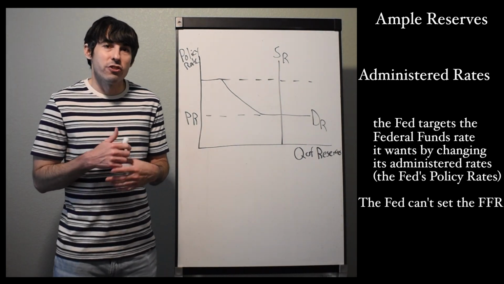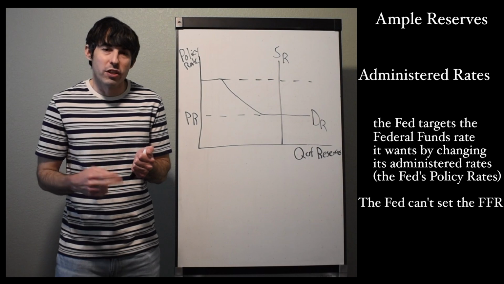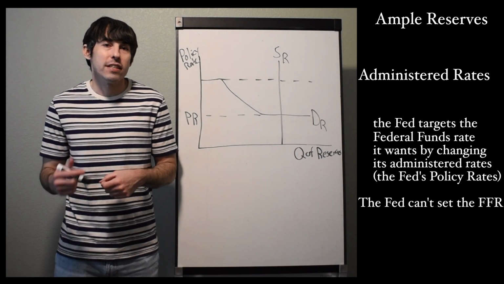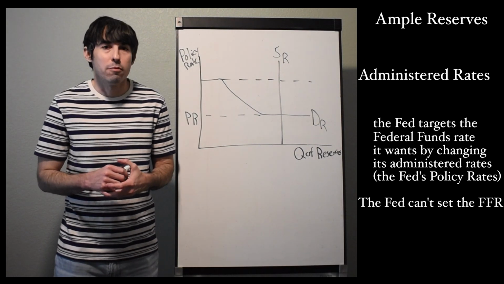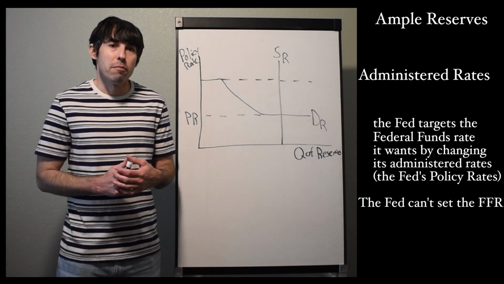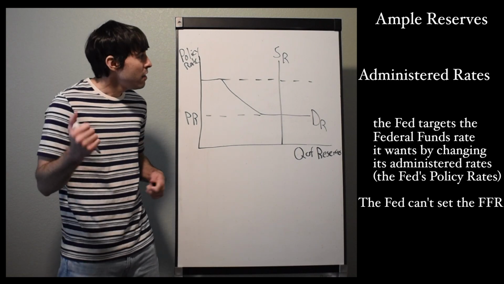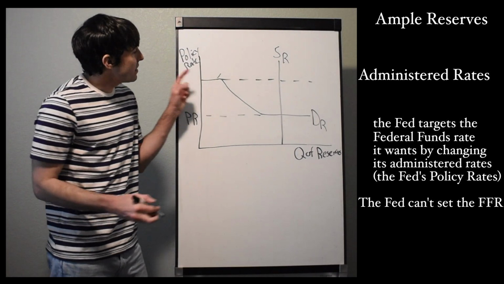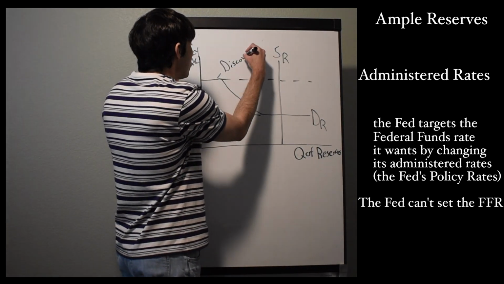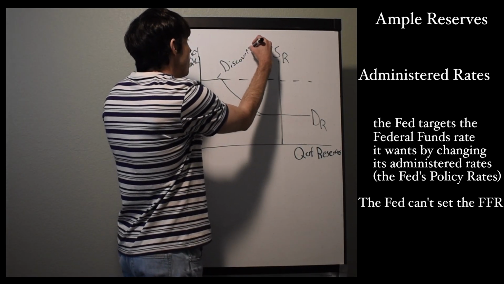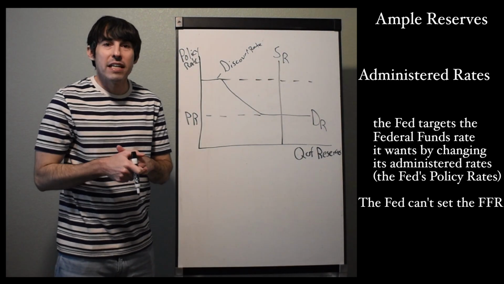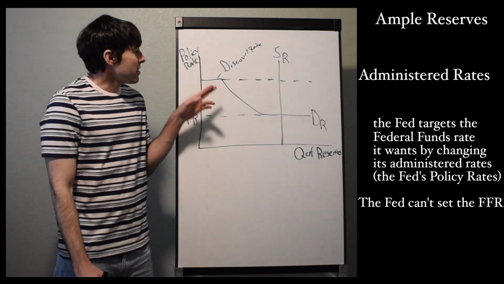The Fed has two administered rates that we're going to need to worry about. One is the discount rate. Remember, that's the interest rate that the Fed charges commercial banks to borrow money from the Fed. If Bank of America needs money, they can borrow from the Federal Reserve at the discount rate. In the ample reserves market, the discount rate is essentially going to be the upper bound of this graph. This is the highest interest rate that banks are going to have to pay if they need to borrow money, because the Fed sets it.